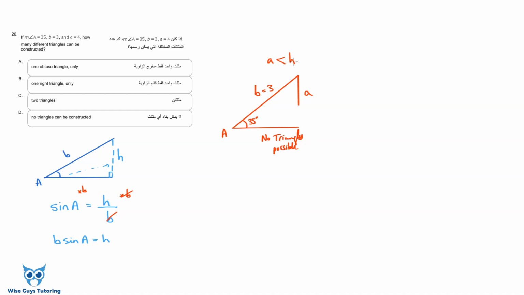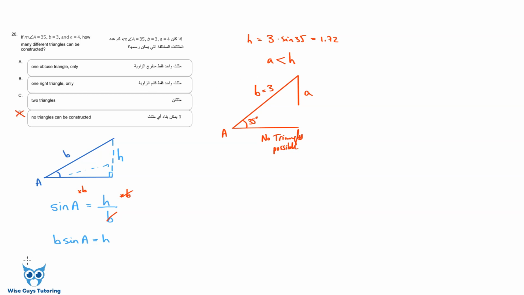So we can check this, okay? H is equal to B sine A. That means it's 3 times sine 35. And if we put that in the calculator, you get about 1.72. Now, in our case, obviously, A is bigger than H. So we don't have this case, okay? So D would be a wrong answer.